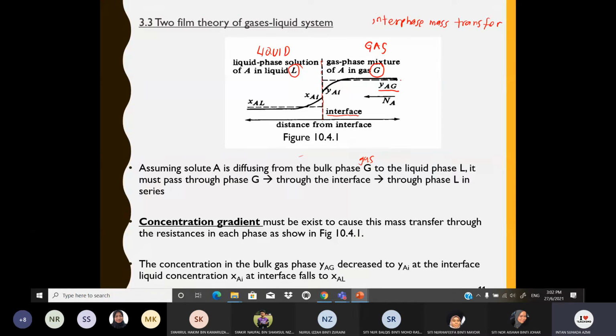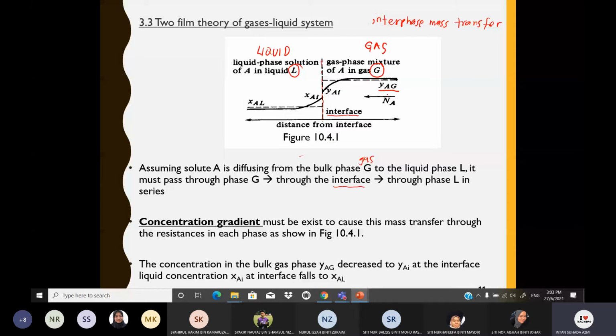So it must pass through the gas phase, then it must pass through the interface, then it must pass through the liquid phase, in series. As you can see here, your bulk phase gas, YAG, will diffuse to the interface, denoted as YAI.